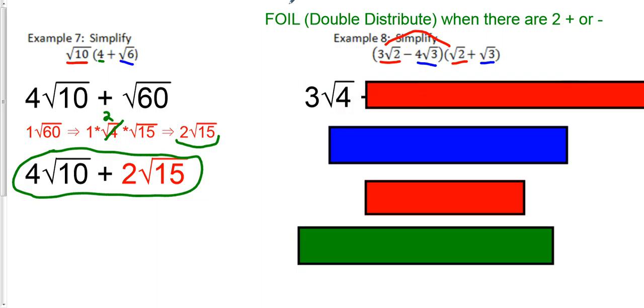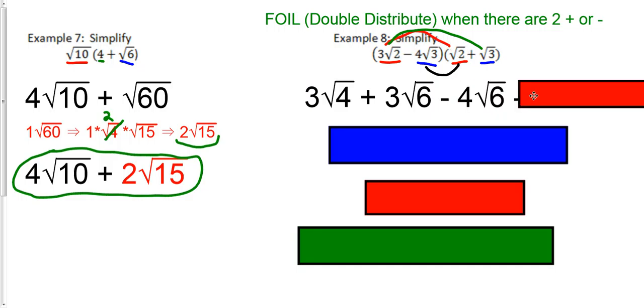Next one we would do 3 square roots of 2 times square root of 3. This is going to give us positive 3 square roots of 6. This is positive, this is positive. Positive times positive makes a positive, so plus. Now we have to do the inside ones. So negative 4 square roots of 3 times square root of 2. Remember, I have to call it negative because there's a minus here. So negative 4 square roots of 3 times square root of 2 becomes negative 4 square roots of 6. This root 3 and this root 2 multiplied to make root 6.